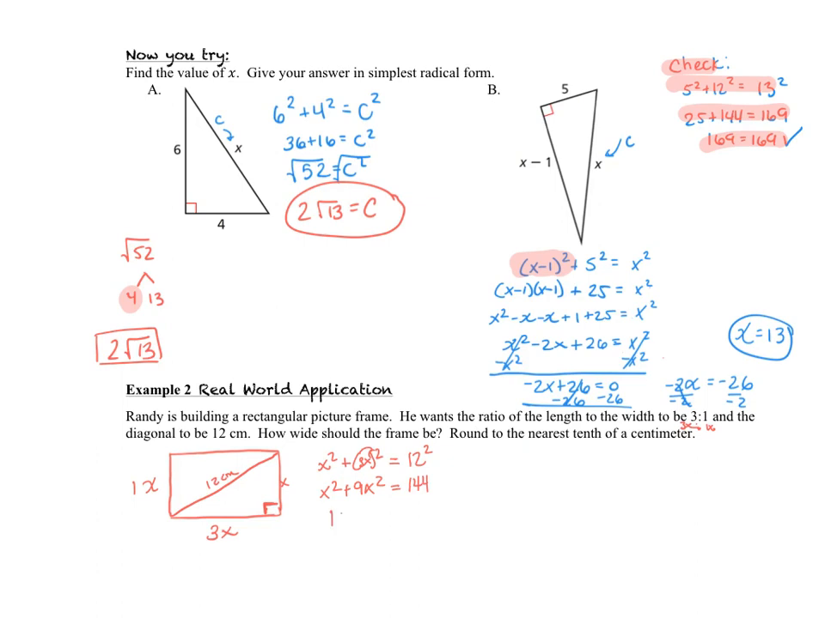So then I get x squared plus 9x squared, which is 10x squared, equals 144. Divide both sides by 10. We get x squared equals 14.4, and take the square root to cancel that exponent, and x equals about 3.8 centimeters.